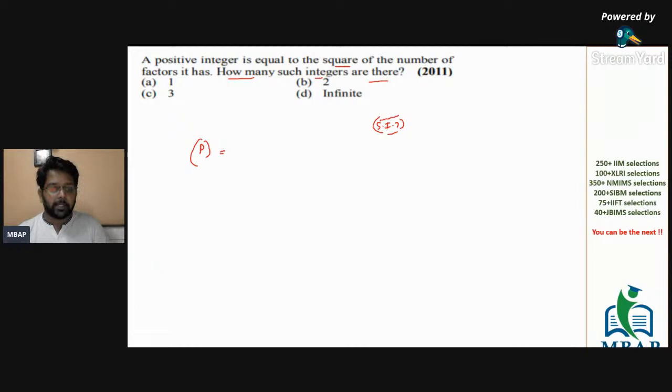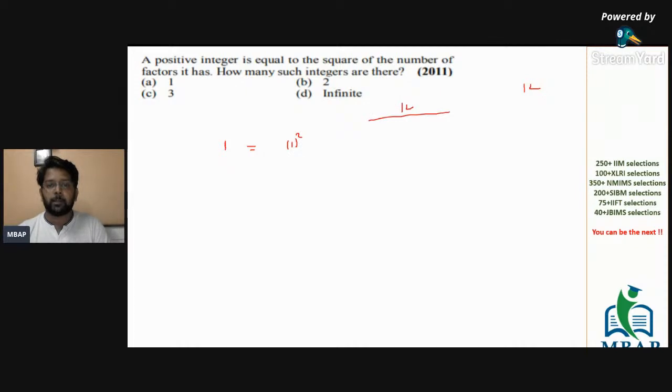A positive number P is equal to the square of the number of its factors. What is the number? One of the numbers is 1 for sure, because the number of factors of 1 is 1, which is the number 1 itself, and the square of 1 is also 1. So 1 is equal to 1 square.